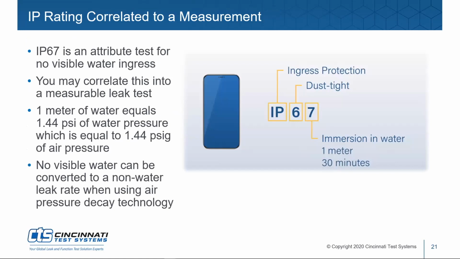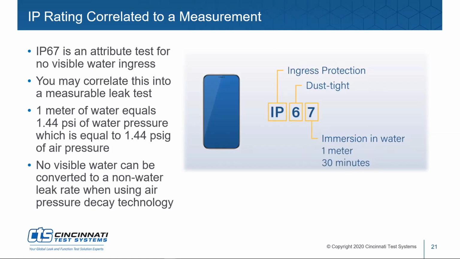So I used to talk about bubble conversion to air leak rate, and then I used to talk about water leak rate conversion to air leak rates. And over the past 7, 10 years, a spec has really come evident to a lot of individuals, and that's IP67, IP68, or IP rated measurements. And it's still an attribute test of no water ingress into a part when it's submerged underwater for 30 minutes. What we've been working with customers on is to convert that attribute test to an actual measurement. And 1 meter of water is actually equal to 1.44 psi of water pressure, which correlates to air pressure.